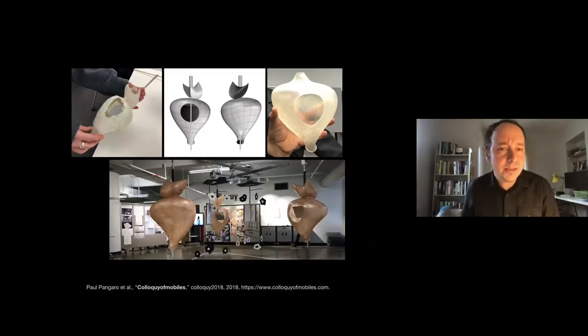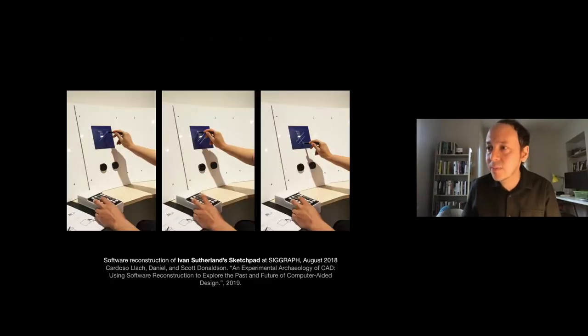In other cases, other researchers have also revisited through playful prototyping salient artifacts in the history of cybernetics. Here we see an installation by Paul Pangaro, which reconstructs Gordon Pask's famous Colloquy of Mobiles installation, which is an important, let's say, landmark in the history of architectural responsiveness, presented first at the 1968 Cybernetic Serendipity exhibition in London. So what Paul and his team did was to study the documents and develop a new version of this responsive installation. And the results were quite interesting. The installation is actually now on display at the Pompidou Centre in Paris.